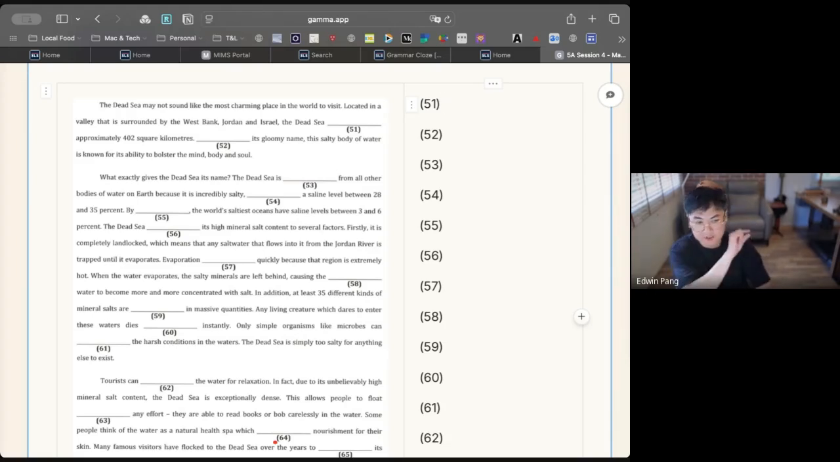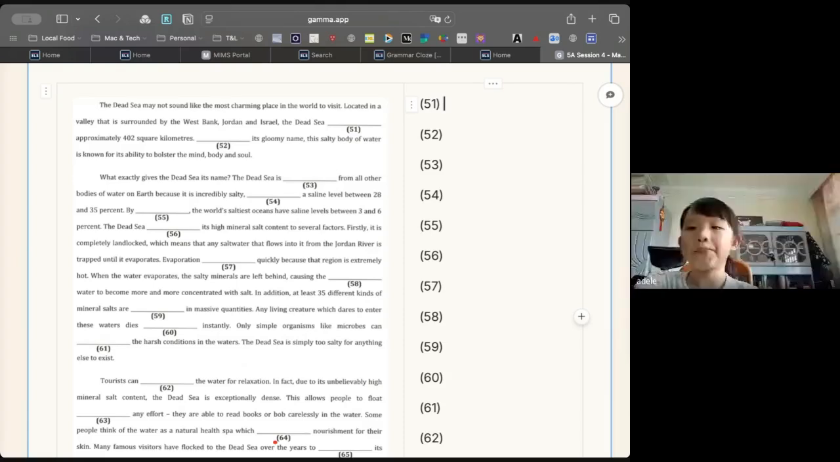So remember, the first sentence tells you what the passage is about. It's about the Dead Sea. What else does it tell me about this text? Okay, Adele? It tells you that it might not be the nicest place to.